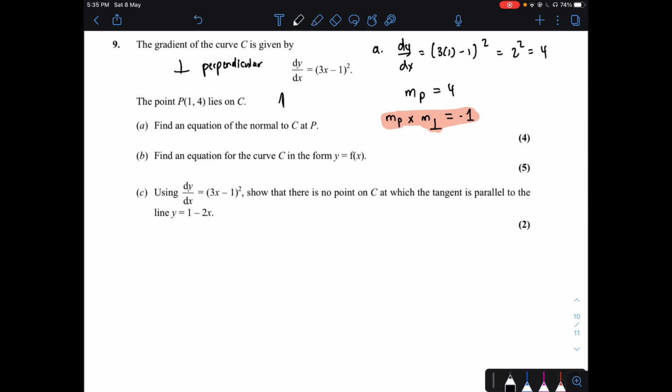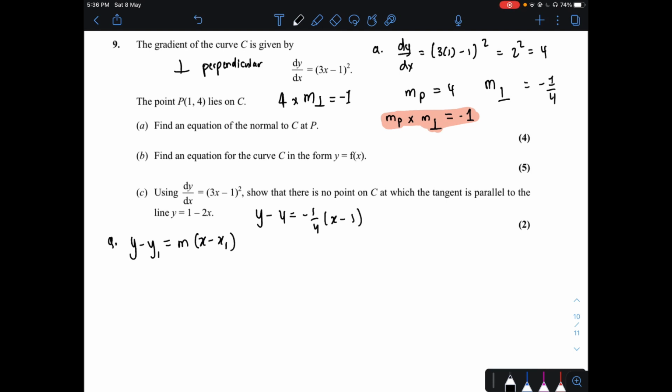So 4 times that perpendicular gradient equals -1. So the perpendicular gradient is -1 over 4, right? Now, the same thing we've done with all the other questions regarding lines. To find the equations of anything, we use this key concept: y minus y1 equals m times (x minus x1). And we already have what point P is. It's 1 and 4. So we just substitute. So this becomes y minus y1, which is 4, equals minus 1 over 4 times (x minus 1).